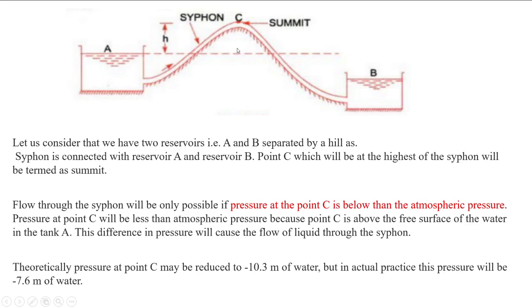Theoretically, pressure at point C may be reduced to minus 10.3 meters of water, but in actual practice, this pressure will be minus 7.6 meters of water.